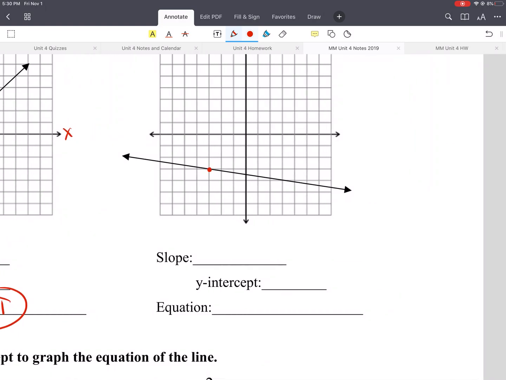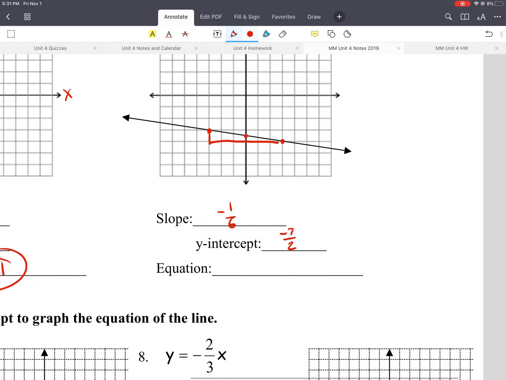Okay, here's another point, and another point. Okay, slope here would go down 1 over 6, so negative 1/6. Y-intercept looks like that's about 3.5. Okay, and if we wrote that as a fraction, that would be negative 7/2. Our equation would be y equals negative 1/6 x minus 7/2. Okay, that's the same as negative 3.5.